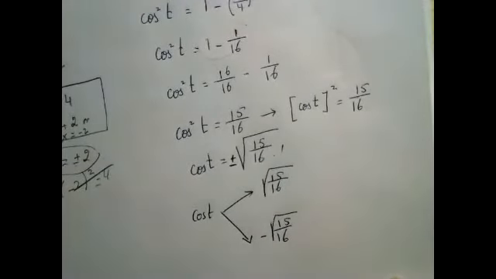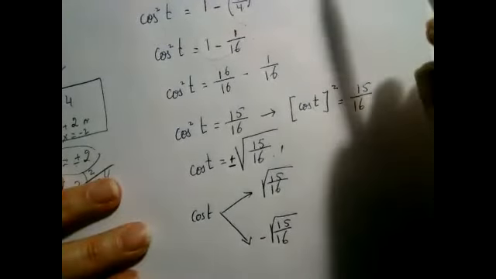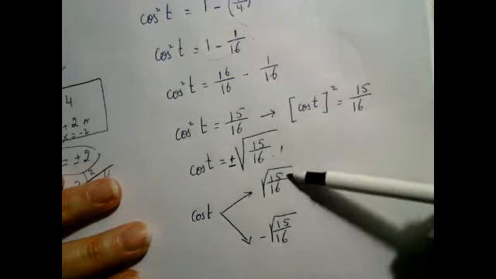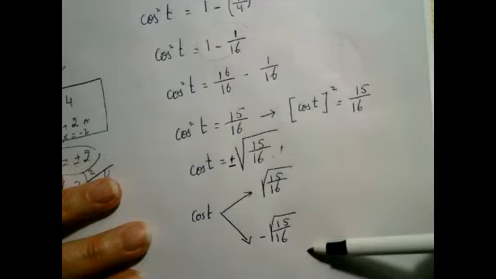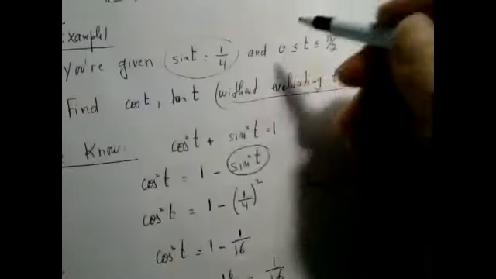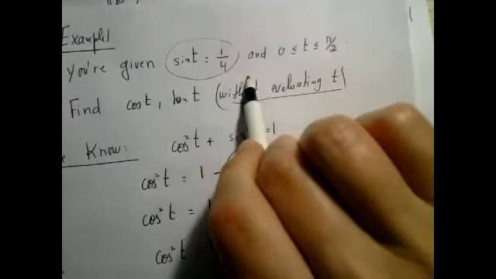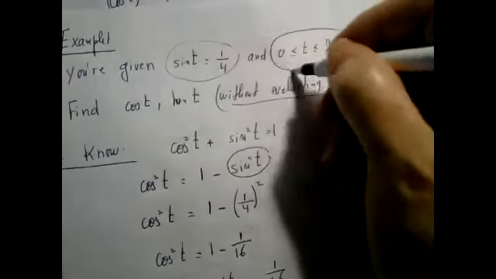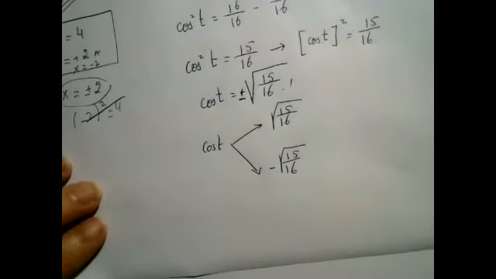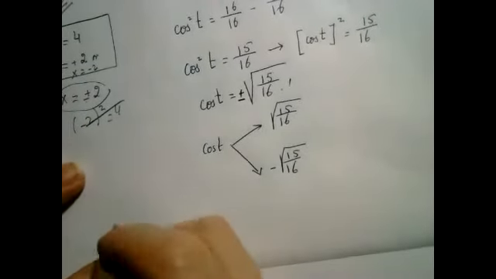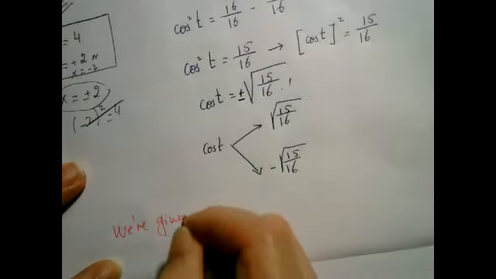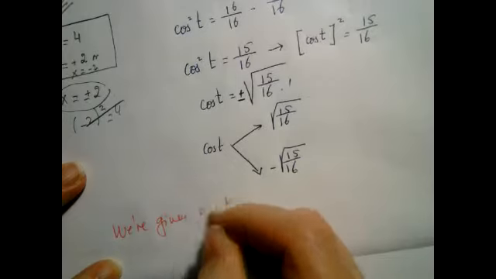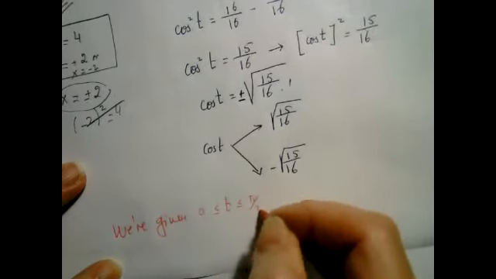But now, and we're almost done. But now, which value do we need to pick, the positive or the negative? Now let us go back here. I'm telling you, the sine is 1/4 and t is between 0 and pi over 2. So that's what's given.